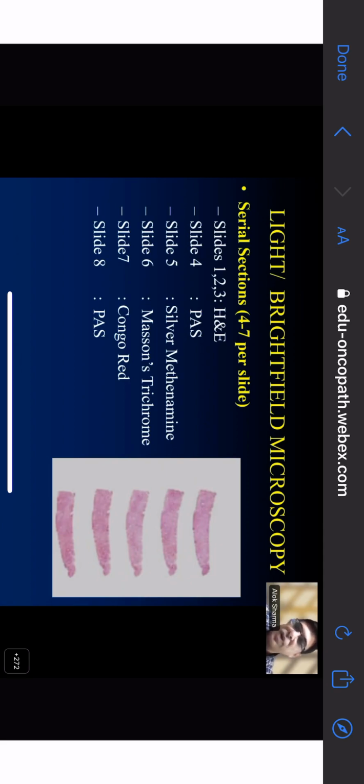So for each case in our lab, for example, we take 8 slides: 1, 2, 3 are H&E, 4 is PAS, 5 is silver methenamine, 6 is trichrome, 7th we stain for Congo red, and 8th again we go back to PAS. This is the section order we follow, so that we don't miss out on any compartment. Like I said earlier, it's like a CT scan of the kidney biopsy, top to bottom.